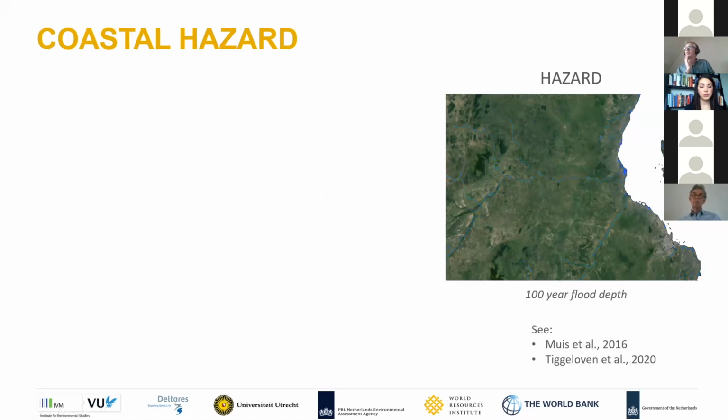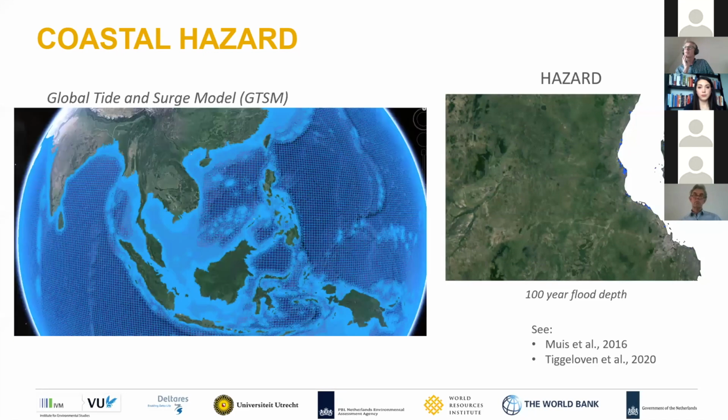We produce similar maps for coastal hazard, and this is a new part of the new tool. Here we see an example of such a map on the right, and to do that, we use the global tide and surge model developed by Deltares in the Netherlands, together with the Vrije University in Amsterdam. And this is a hydrodynamic model, where we can, for each time step, simulate the sea level as a result of tide and storm surge.